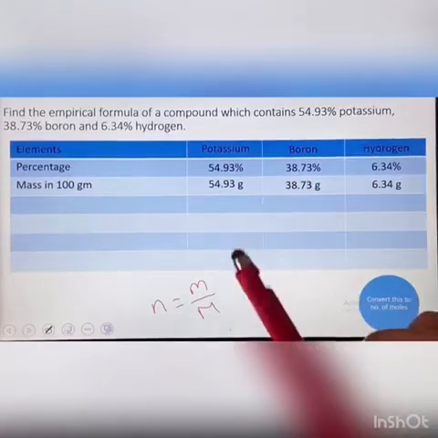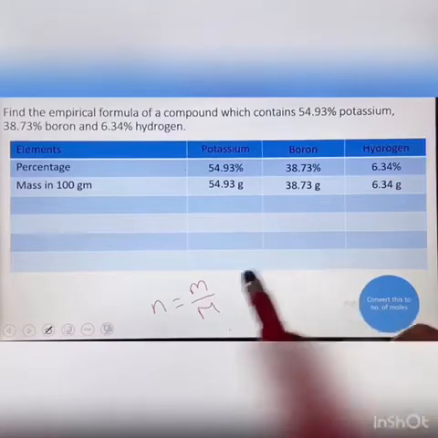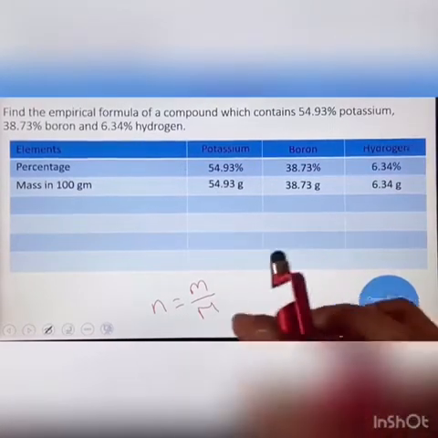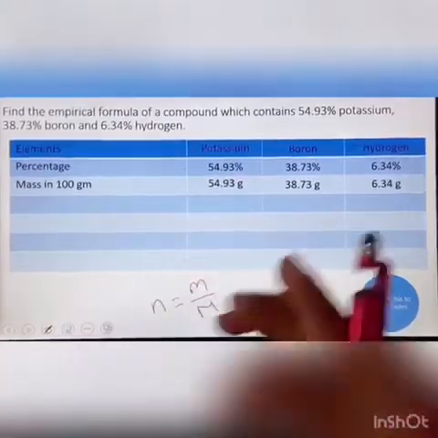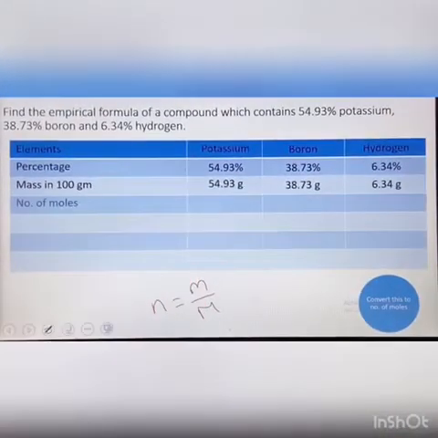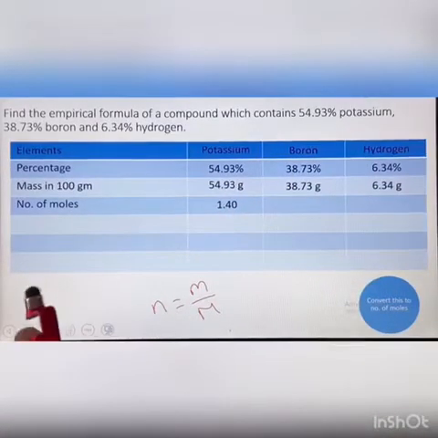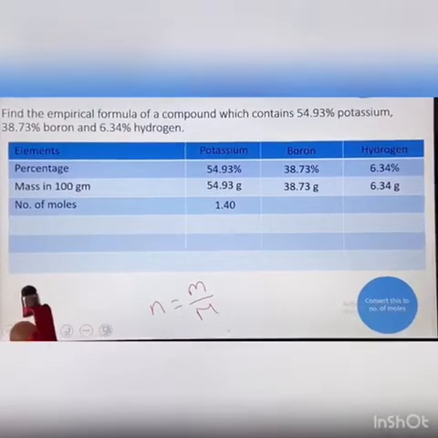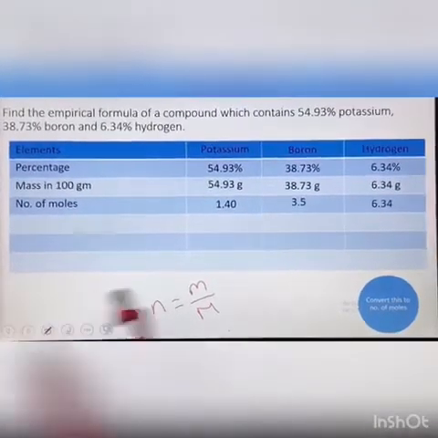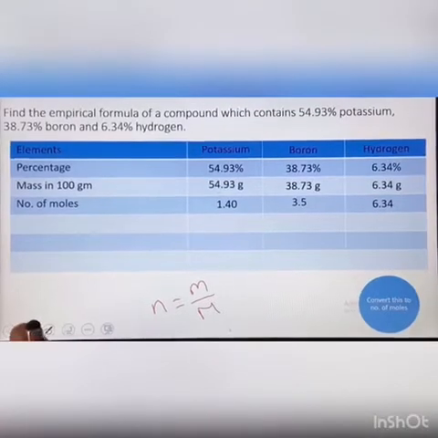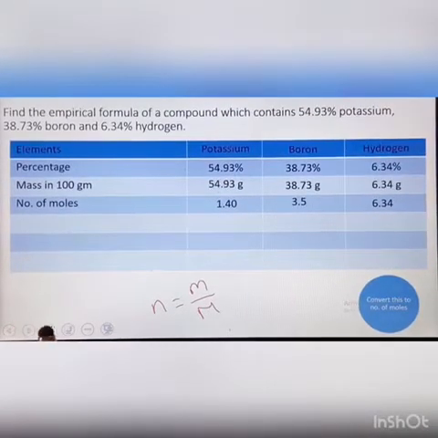If you have a look at the periodic table, you would come to the conclusion that the molar mass of potassium is 39 grams. It's actually 39.093 to be very precise. So the number of moles that I got for potassium is 1.40. Similarly, I do the same thing with boron and hydrogen, and the values that I get are 3.5 and 6.34 respectively.